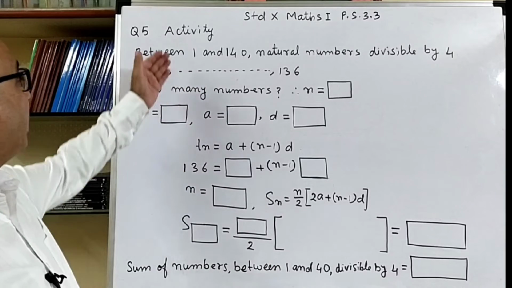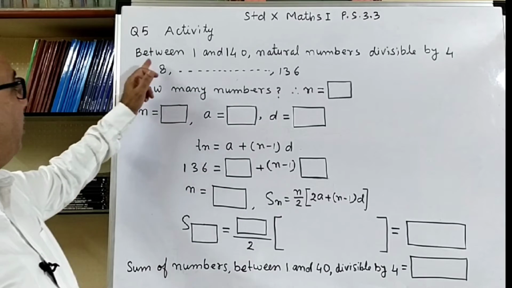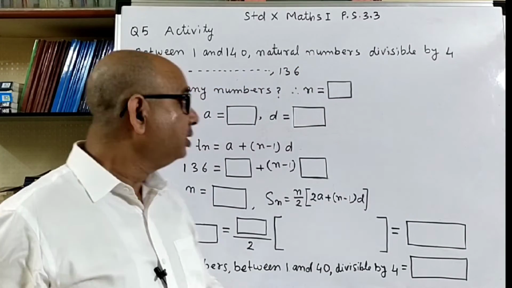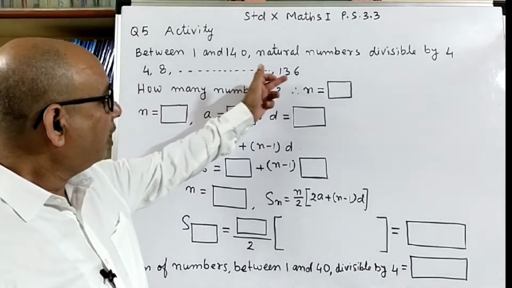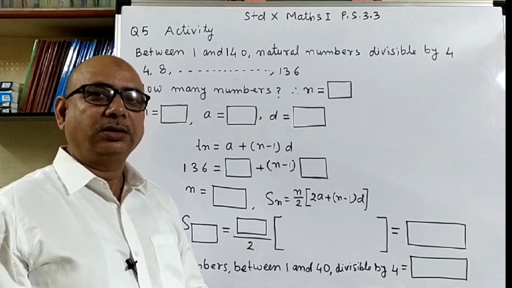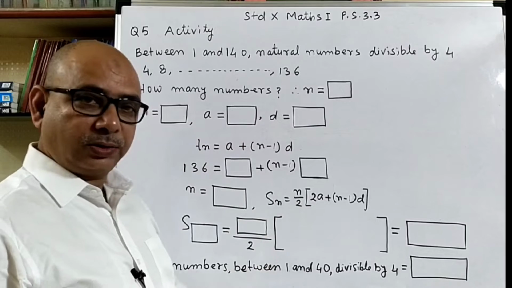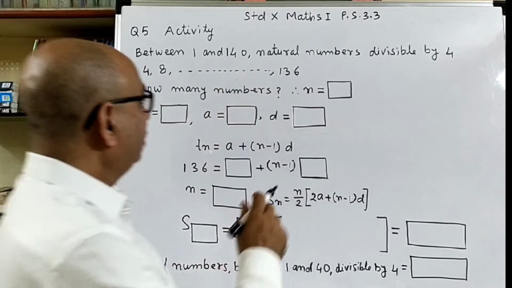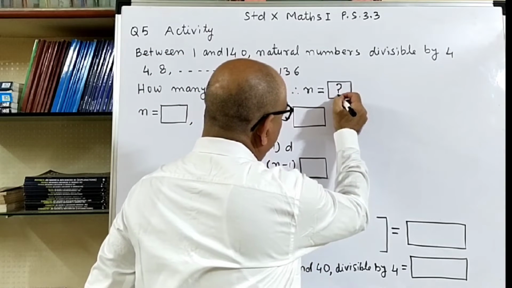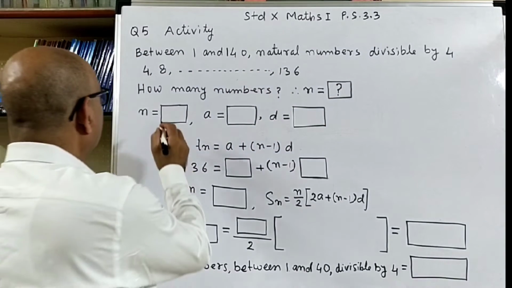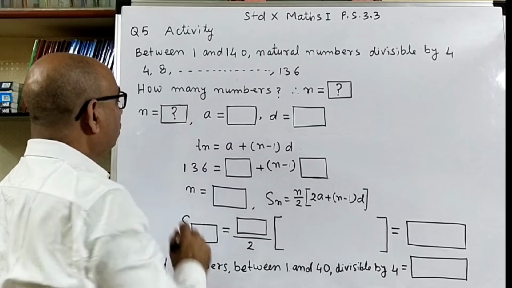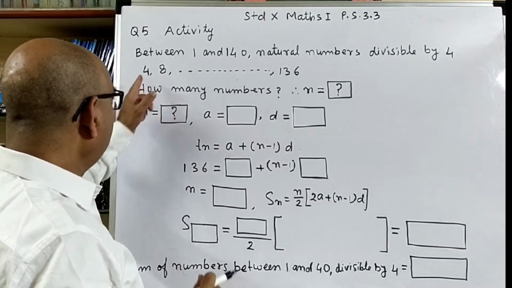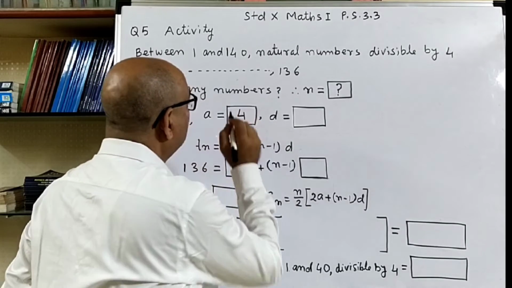Question number 5 is an activity. Between 1 and 140, the natural numbers divisible by 4 are given as 4, 8, 12, up to 136. We have to fill in the boxes. How many numbers means n is equal to what? What is the value of a? A is the first term. That means the value of a is 4.